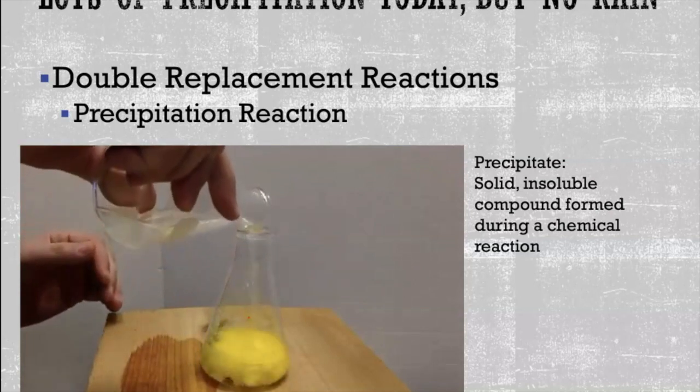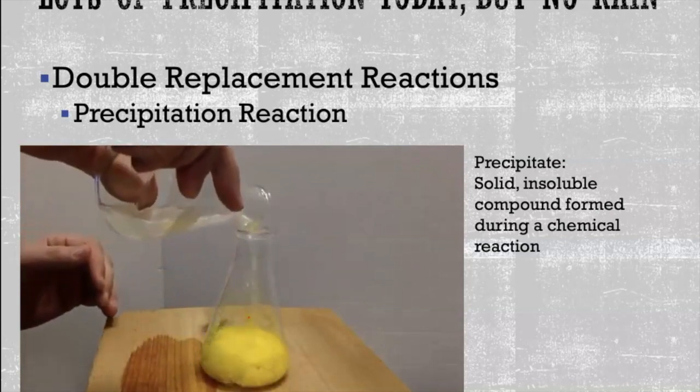Here we have two clear colorless solutions being mixed together, and we're forming a yellow mixture, and clearly there seems to be some sort of cloudy particulate matter forming. This cloudy particulate matter is known as an insoluble compound because it's no longer clear and colorless like the water is. It's opaque in nature and yellow. And that yellow material can be recovered because it is a solid. We call this solid a precipitate.